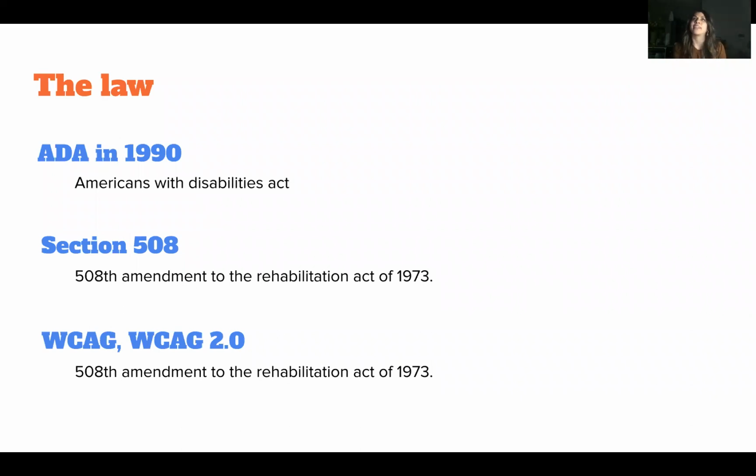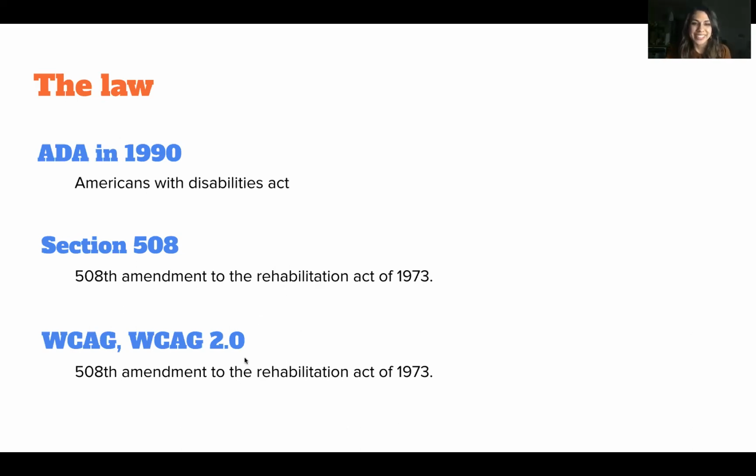Like this man sued Domino's because their pizza tracker wasn't accessible with just the keyboard, and he won and got paid. So yeah, and then Section 508 was a law enacted in 1986, but it wasn't really enforced until 1998. It's an amendment to the Rehabilitation Act.